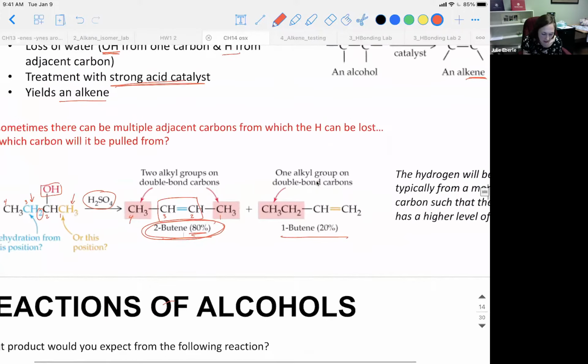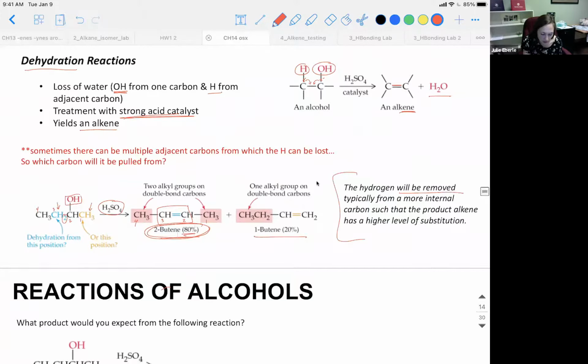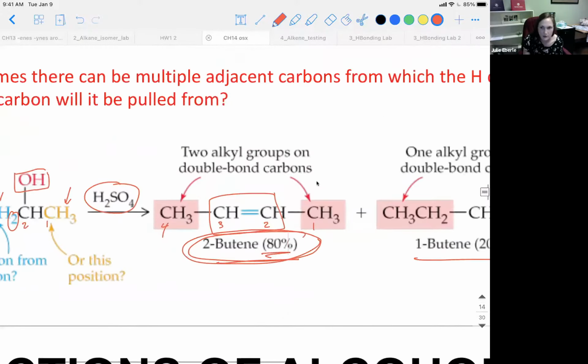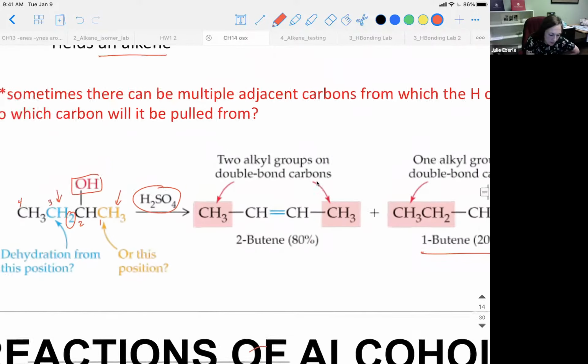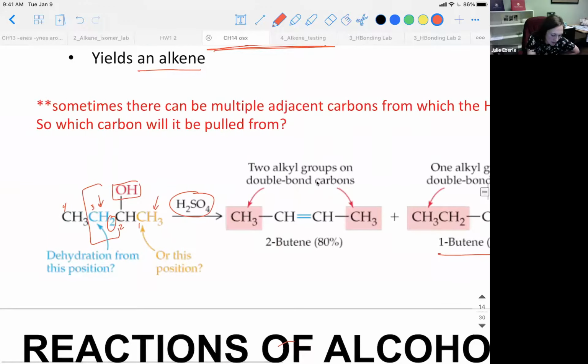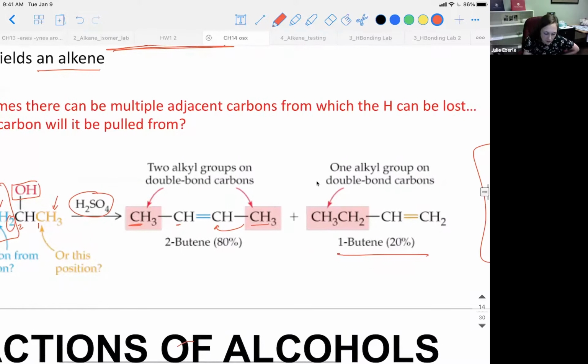Okay. So why is that? Well, this explains it. The hydrogen will be removed typically from a more internal carbon so that the product alkene is a higher level of substitution. What does that mean? Well, we know substitution refers to how many other carbon-carbon bonds you have. So when we pull the hydrogen off of this carbon, we're left with a methyl group bonded to that carbon, and a methyl group bonded to this carbon as well. So that's a higher level of substitution than this alkene, in which only this carbon has other carbon bonds. This carbon doesn't have any.